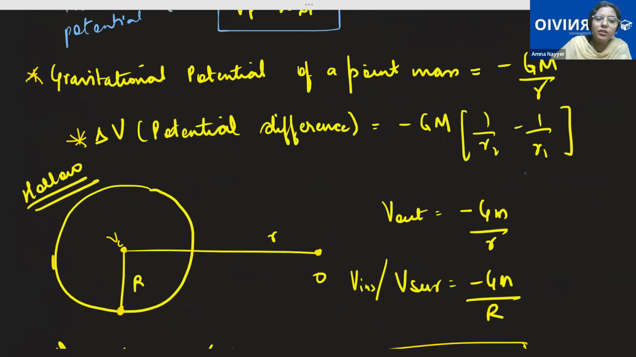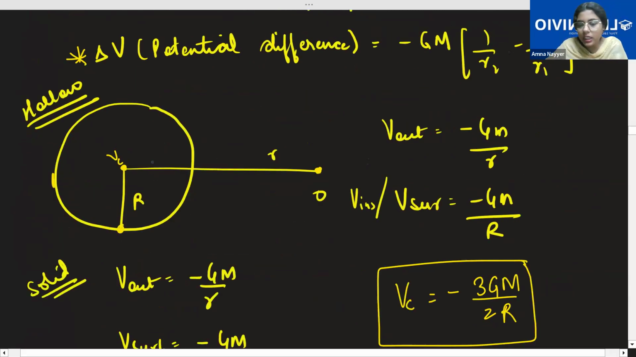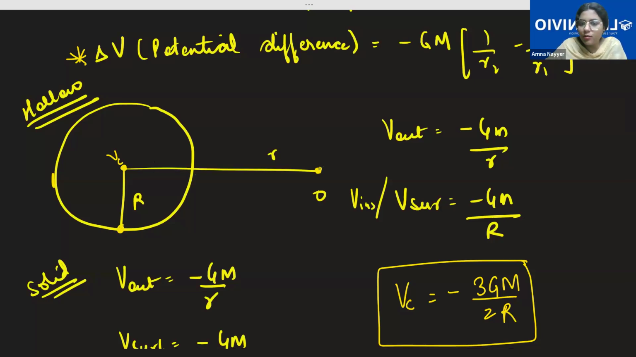Now, when we talk about the hollow sphere, there are 3 points that you have to take. First is the outside one, where the point is lying outside the sphere. Your formula is very simple. You take the separation from the center to the point of calculation, which is R. So the potential becomes minus GM by R. Then you have the point at the surface and the inside part, which is exactly the same. From the inside portion, when you reach the surface, it is minus GM by capital R.